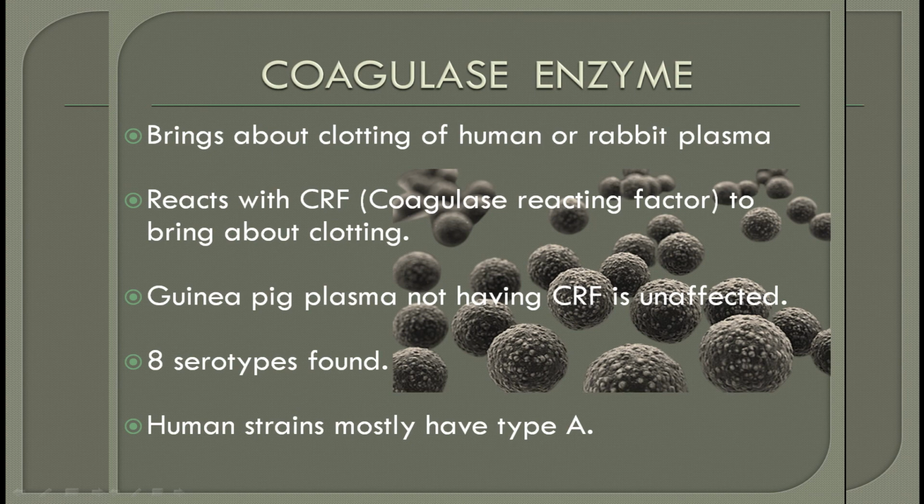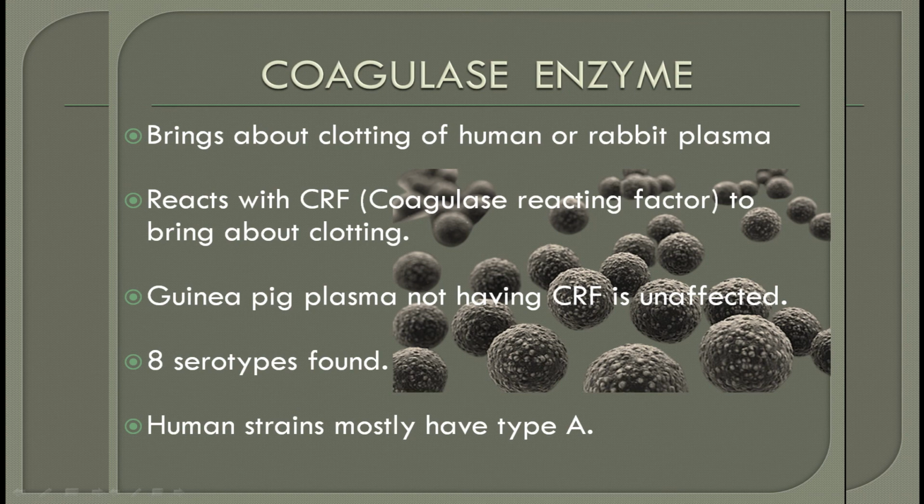What exactly are you doing in the coagulase test? That is the procedure, which we'll talk about later. But what exactly is the basis of this test? The answer to that is the coagulase enzyme. So what exactly is this coagulase enzyme? We have talked about it in the Staphylococcus discussions, but we need a little overview. Coagulase enzyme, as its name suggests, brings about the clotting of human or rabbit plasma as well.